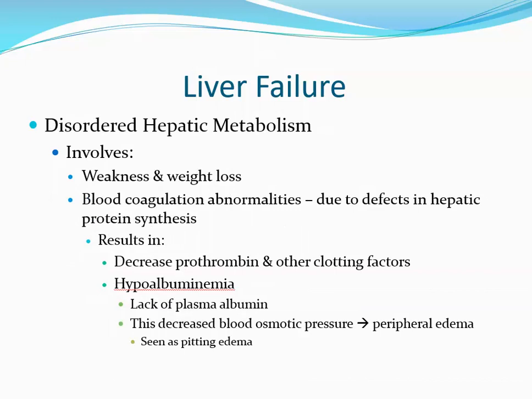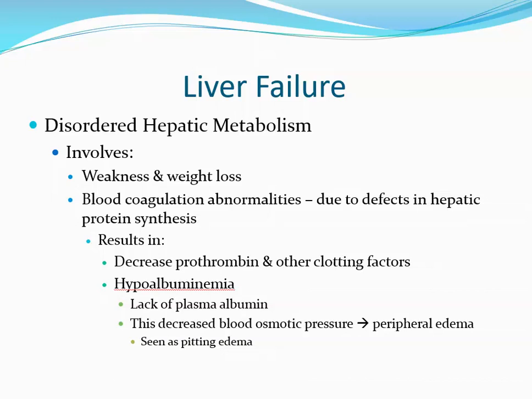Another consequence of liver failure is disordered hepatic metabolism. The liver is responsible for metabolizing many materials in the body. This will result in weakness and weight loss, blood coagulation abnormalities due to defects in hepatic protein synthesis. Remember, many of the clotting factors are made in the liver, so this, on top of the malabsorption of vitamin K, will result in significant problems with coagulation. You will see a decrease in prothrombin and other clotting factors.